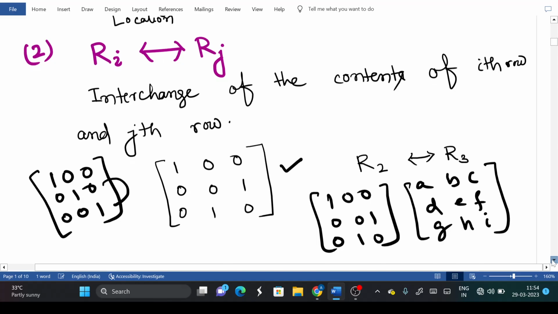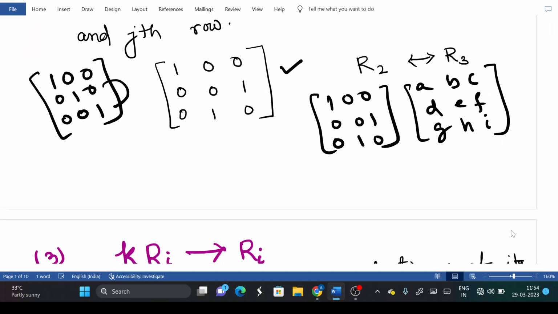The resultant is very easy. I need not waste much time. Simply I can replace these two rows. A, B, C, the first row remains the same. Then G, H, I, D, E, F.